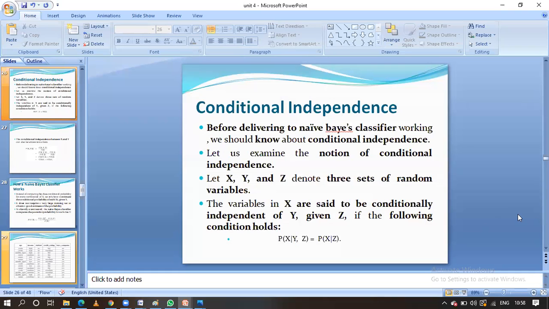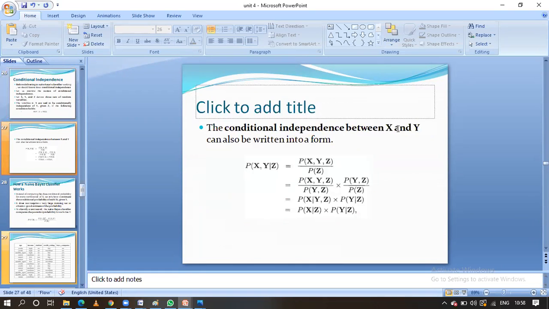Let us proceed, guys. The conditional independence of x and y, we can write in the form of probability of x, y given z. This we can write as probability of x comma y comma z divided by probability of z. Here what I have done is multiply and divide this with the probability of y comma z. Then there is no change in it, and if we cancel it we will get the same thing, guys.